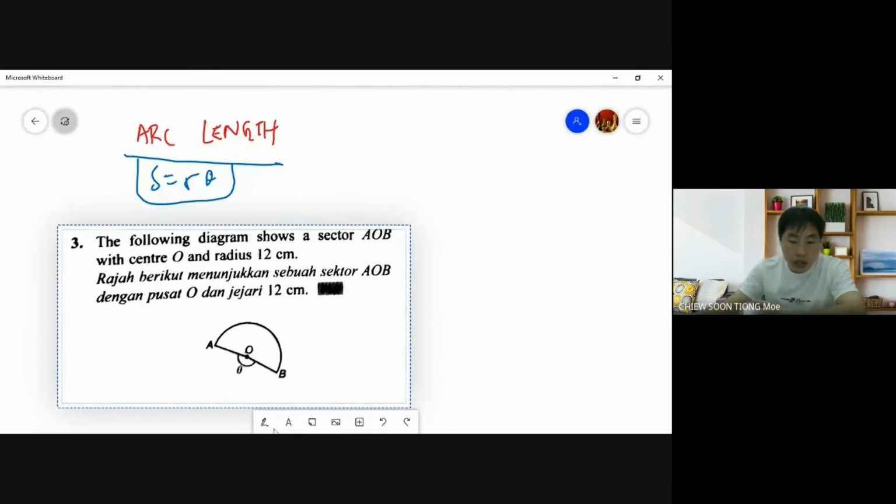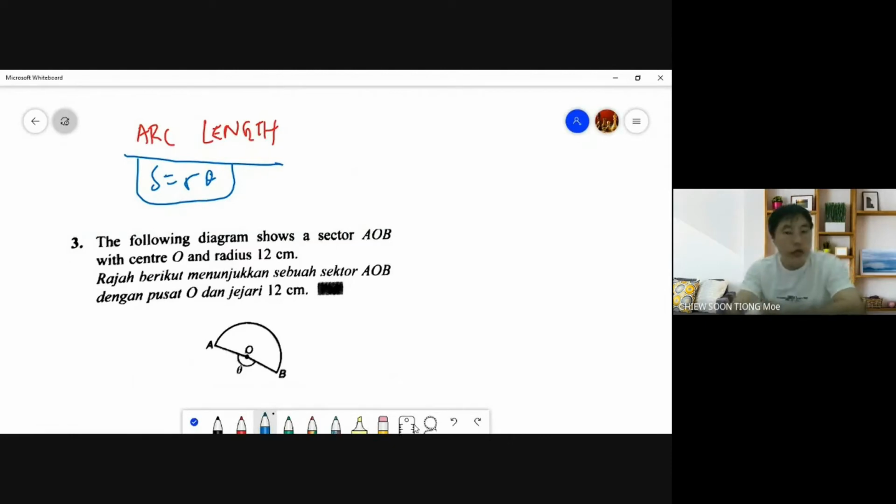So the question is this. The following diagram shows a sector AOB with center O and radius 12 cm. So the important point is radius equals 12 cm. So what is the question now?